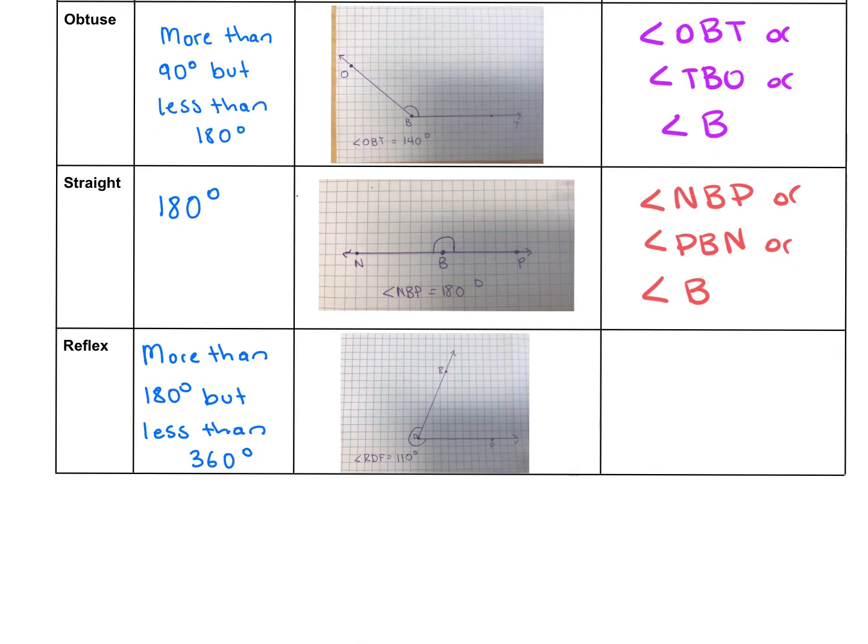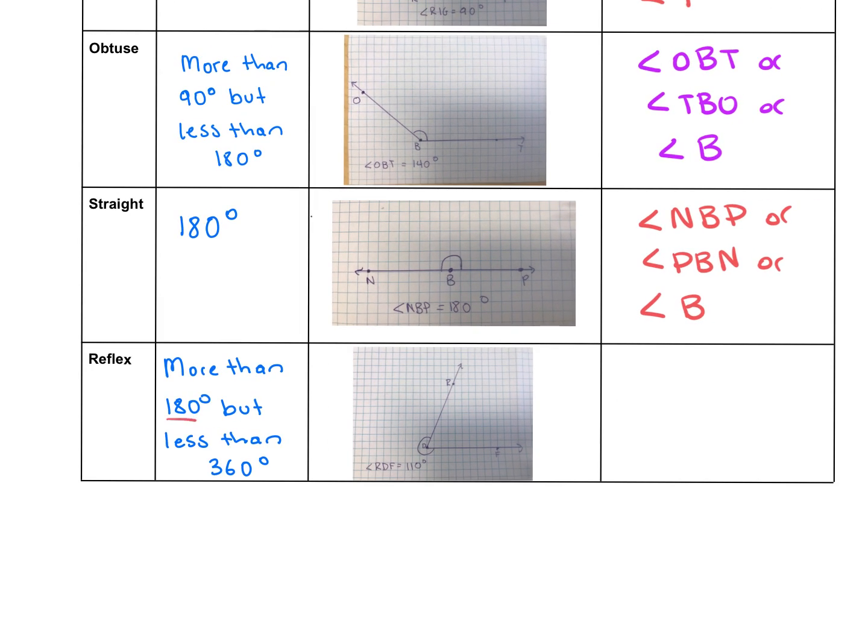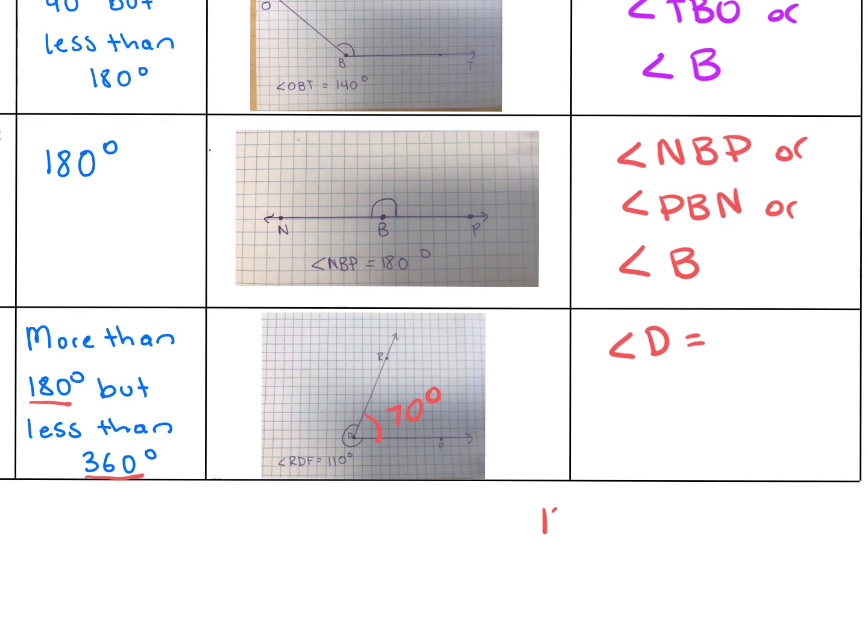If we were looking at the reflex angle, remind me, what does reflex mean? That's right, reflex means more than 180 but less than 360. So to measure this angle, angle D, I found that the inside here was 70 degrees. So what did Mrs. Feynman do wrong? Does this add up to 100? Is this reflex angle 110?